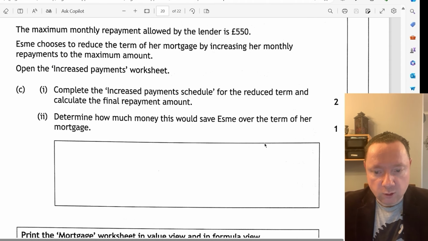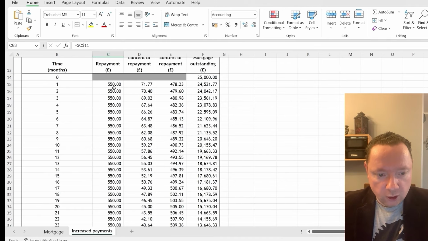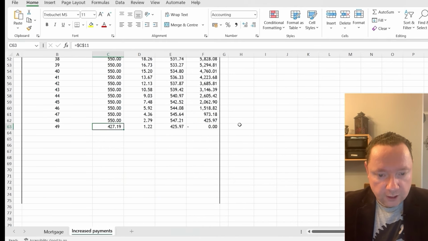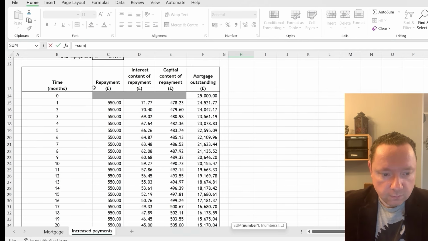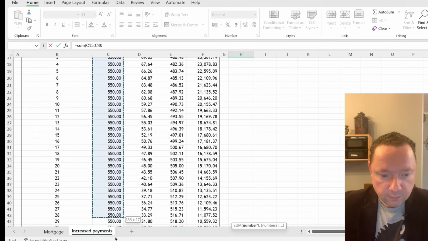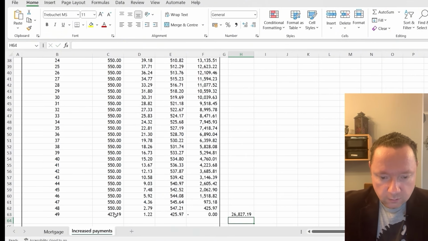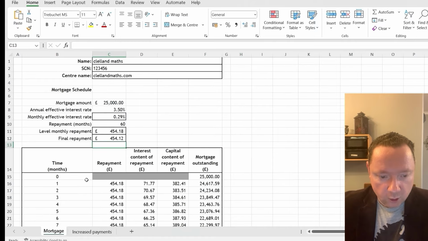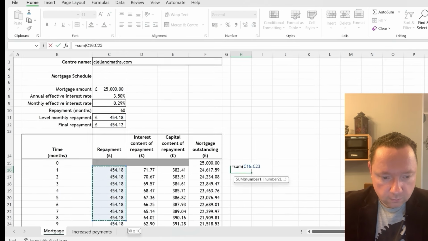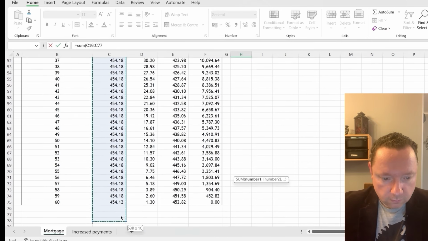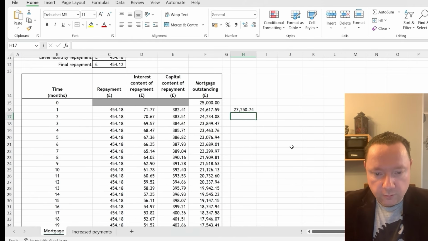Determine how much money this will save Esme over the term of her loan. All we need to do is do a sum here. So let's do that at the side. Equals sum of all of these. So there's the sum for that one. And the mortgage before equals sum of all of them. So there's your two totals.